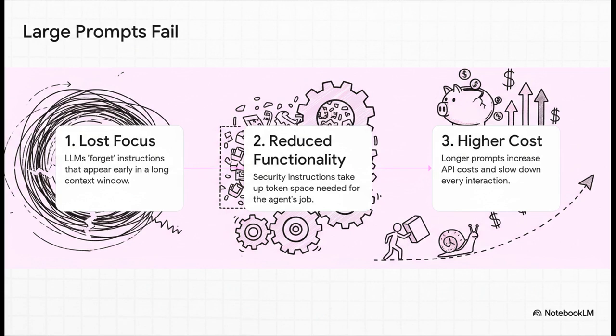First, large language models can literally forget instructions that came way at the beginning of a long prompt. It's called lost focus. Second, every single bit of space you use for security is space the agent can't use for its real job. And third, it's pretty simple. Longer prompts mean higher API costs and slower responses, every single time.